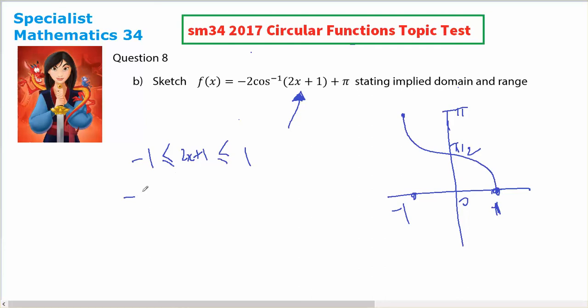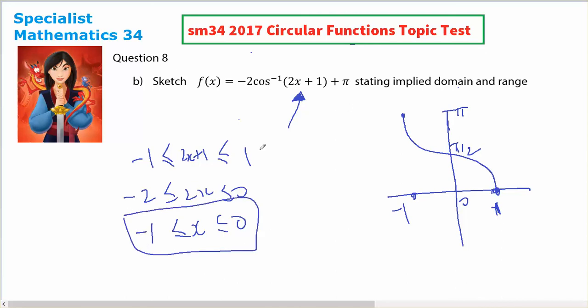Subtract 1 from both sides: -2 to 0 for 2x. Divide both sides by 2: -1 to 0 for x. That's going to be my implied domain. So -1 to 0 is what my implied domain is.